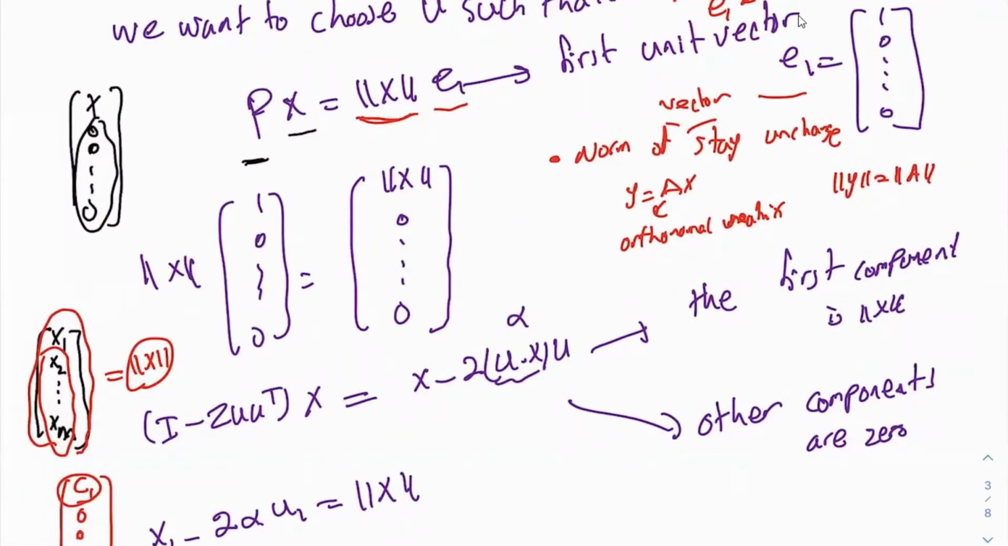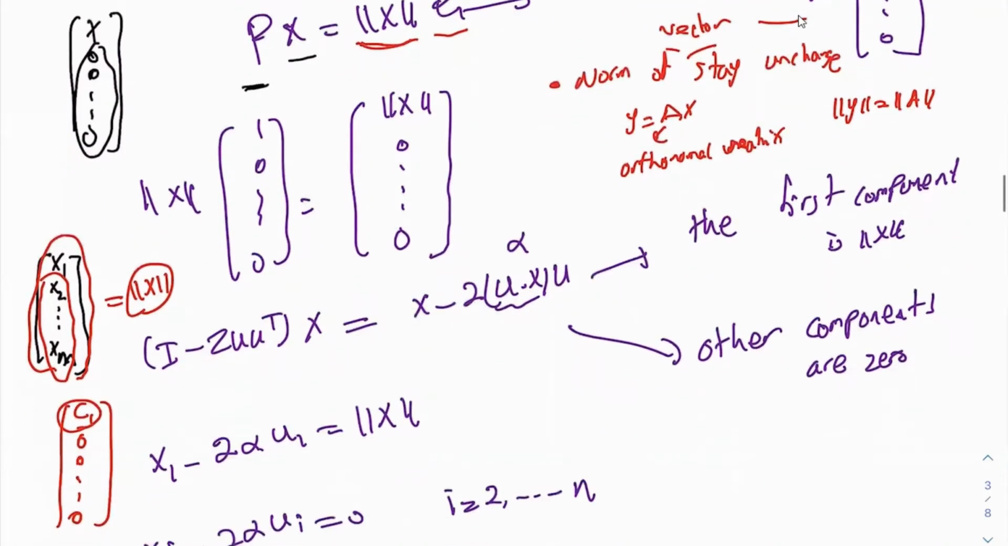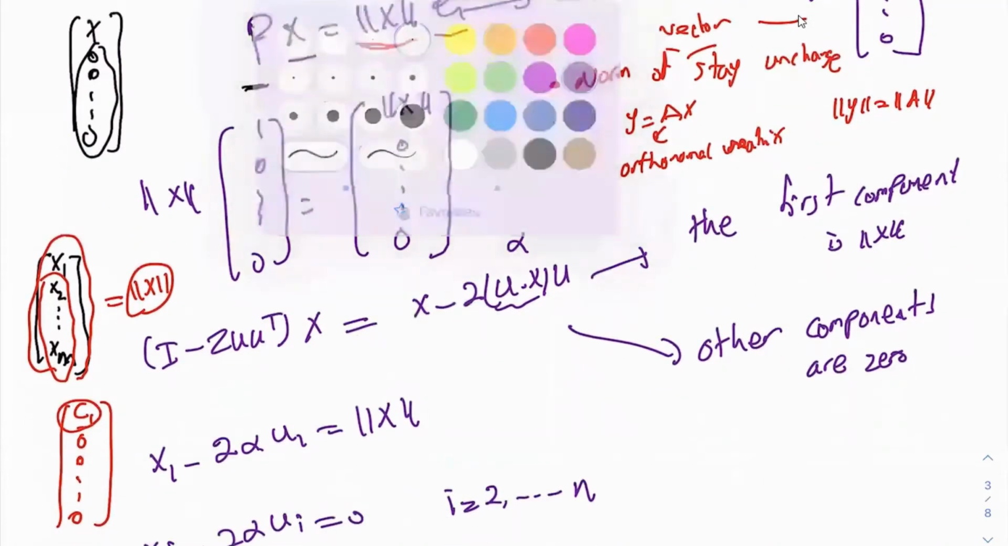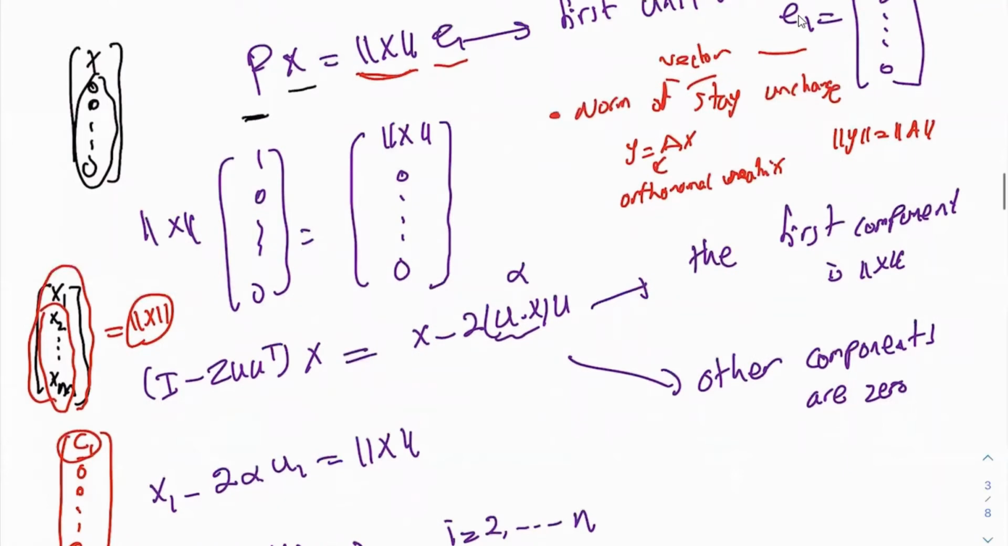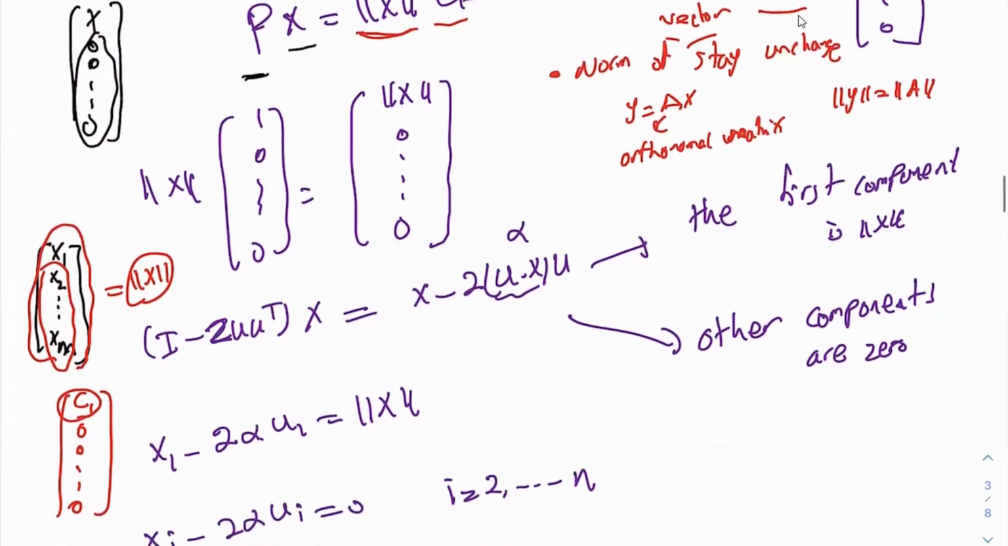Now let's see how we can solve this equation. Okay, so I'm going to go ahead and simplify this a little bit. Instead of P, I'm going to write I minus 2 u u transpose, times x, right? So let's just expand this. I multiply x by I, I get x. 2 u u transpose times x, I get what? This u transpose x, I write as u dot x, as a dot product, times u.